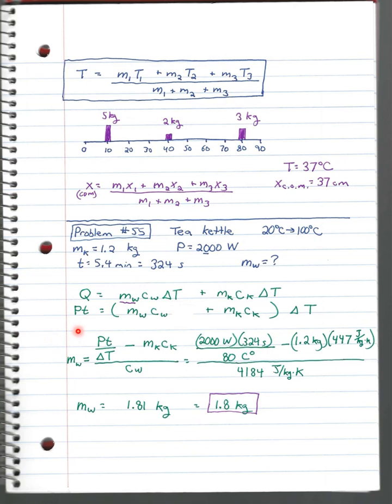Well, as I have it here, then what I've done from this line is I've divided both sides by delta T and then subtracted MKCK. That leaves me on the right-hand side with just MWCW, as everything else I've put to the left-hand side, and then I divide by CW. So in the end, mass of the water is all this that you see on the screen. PT divided by delta temperature minus MKCK over CW. I plug in the values that I get either from the table of specific heats or given in the problem, and I get that the mass of the water is 1.81 kilograms. I'll just round that for two significant figures to 1.8 kilograms.